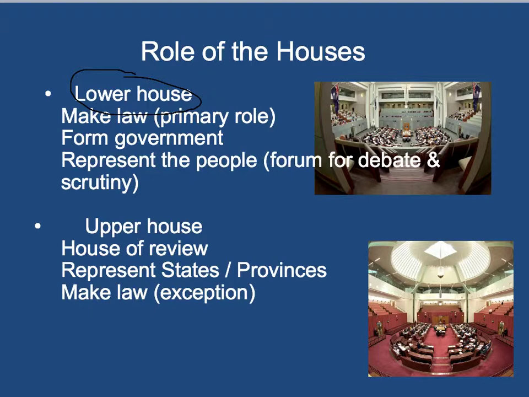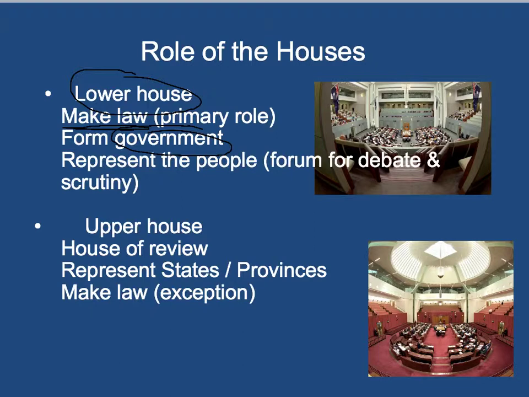So let's have a look at the roles. Their primary role is to make law, to initiate bills, to introduce bills for the peace and good order of the community. Secondary role is to form government. In other words, government is formed in the lower house. Those parties, or political parties known as a coalition, that have the majority of seats in this house will form the government of the day.